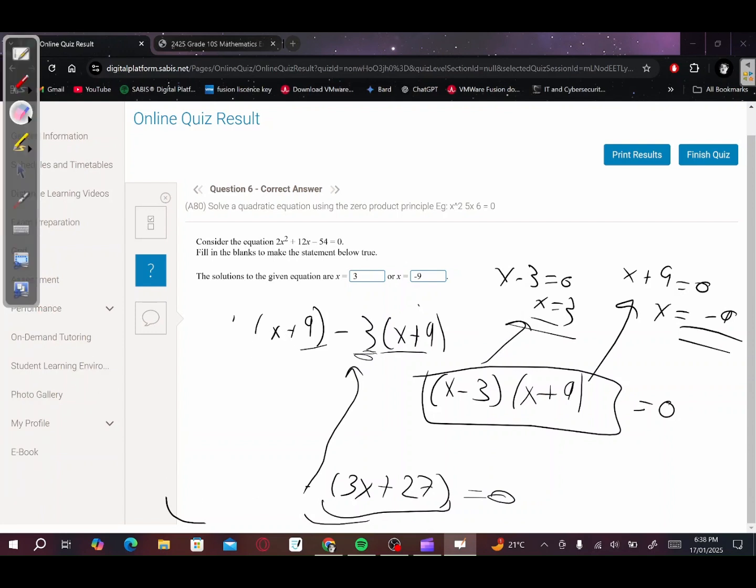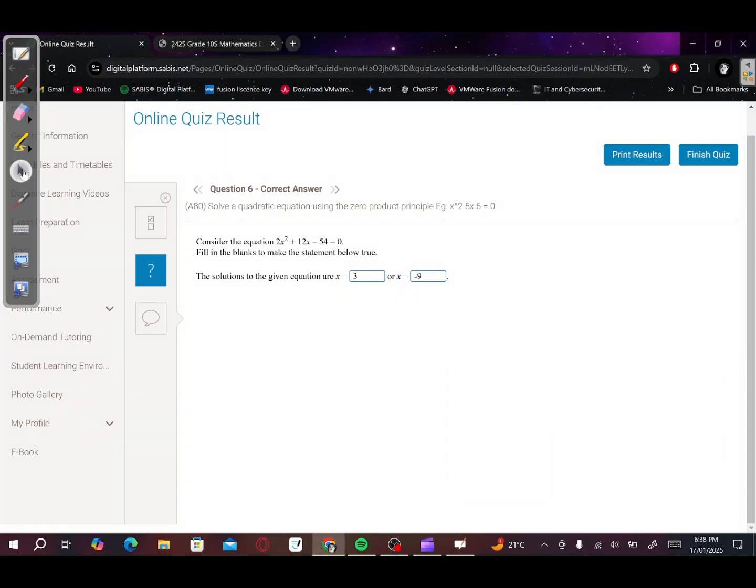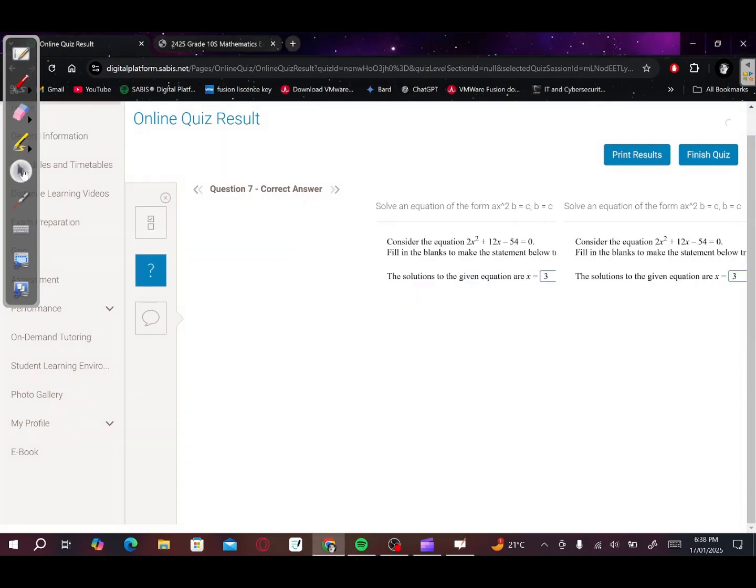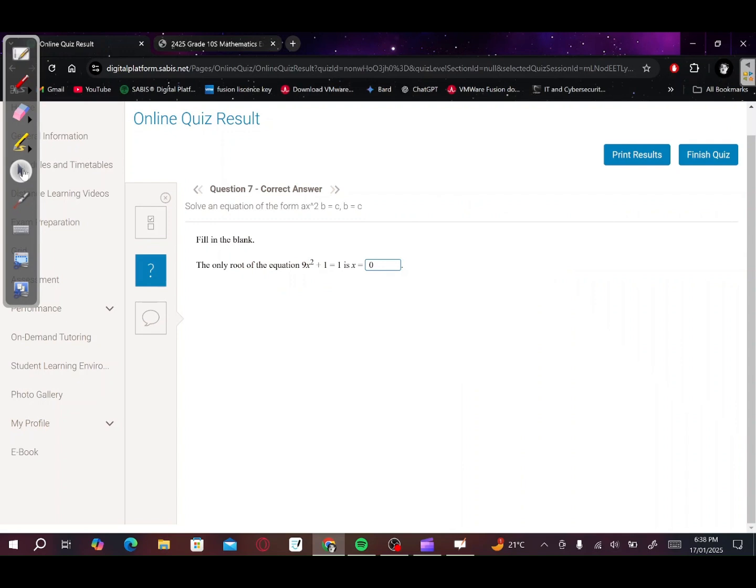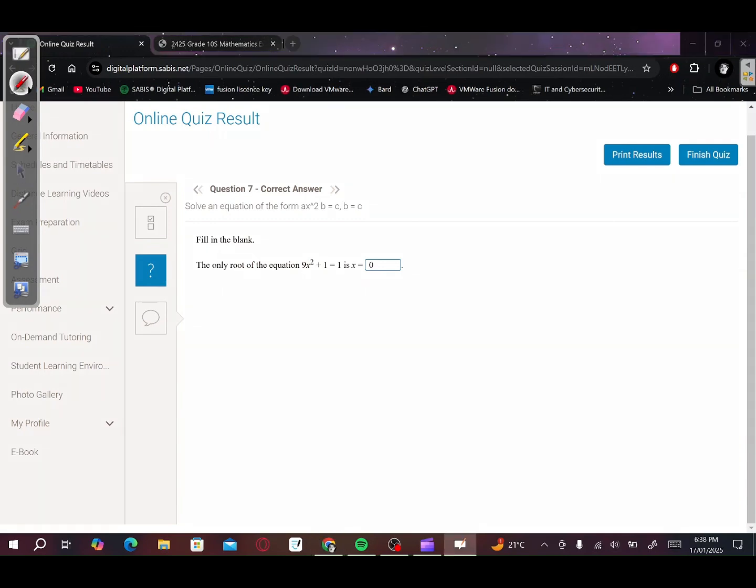Let's erase everything. Question 7. This one is 0, because you can do this mentally, but let's explain. 9x squared, take this to the other side. 1 minus 1 is going to equal 0. What number multiplied by anything is going to give you 0? 0. 0 is the factor. 0 is the root.